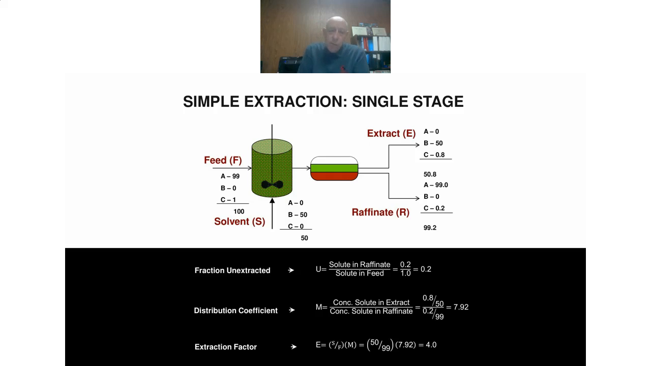So in our company, we have a rule of thumb. We like to target a minimum extraction factor of 1.3. And I will show you in another slide, where exactly that comes from.